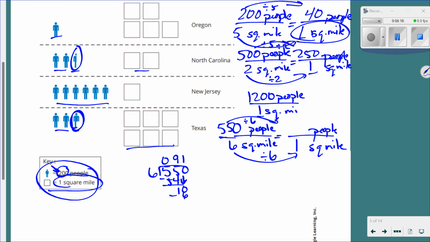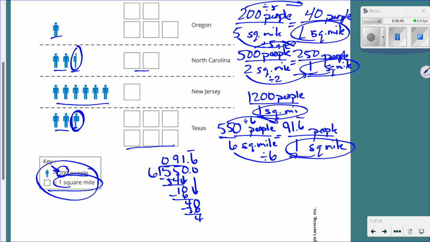That's going to go once. Gives me a 4. Bring down another 0. That's going to go 6 times. 36. Oh, I'm now in a repeating situation, so I know that's repeating. So 91 and 6/10 repeating. We now have all the information we need in order to make a comparison. Because these are all out of 1 square mile, my denominators are the same. I can now compare my numerators to make my comparison.